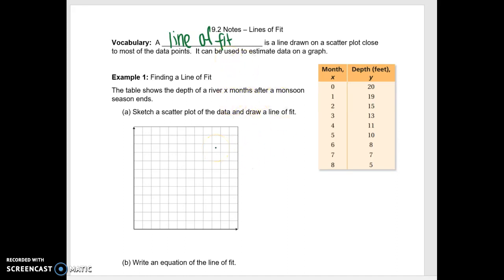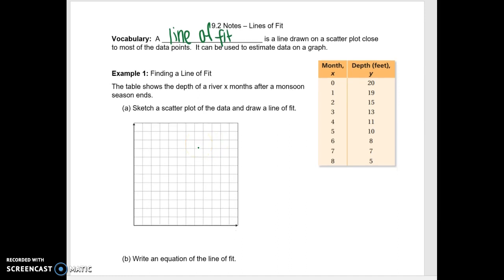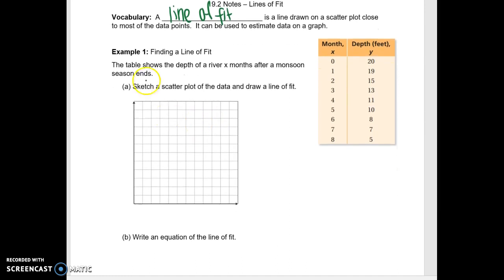So with a line of best fit, you kind of want to have the same number of points above the line and below the line, the one that fits the data. So if I take a look here, it says the table shows the depth of a river X months after a monsoon season ends. Part A says sketch a scatter plot of the data and draw a line of fit.